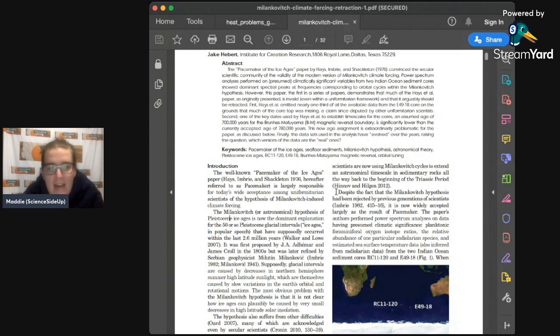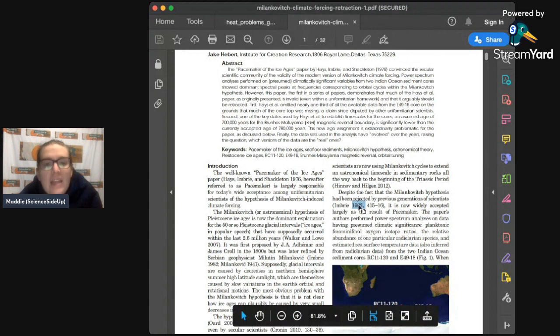Like this, despite the fact that the Milankovitch hypothesis had been rejected by previous generations of scientists. And then he cites one paper that's published in 1982. I haven't even checked this paper, but the original paper is published in 1976, right? And you know what's a very healthy, normal thing to do in the scientific field? Offer critique, right? That's not like it's been rejected by previous generations of science, right? That is the scientific process in action, right?